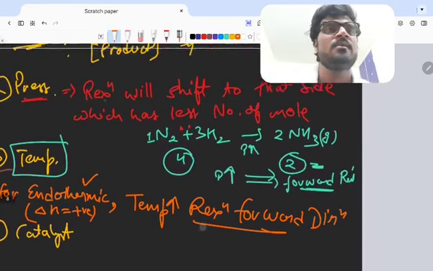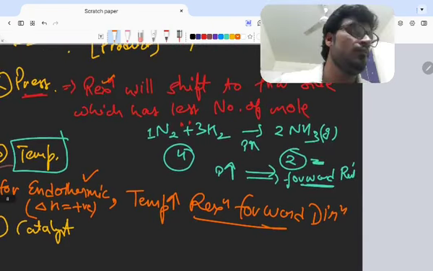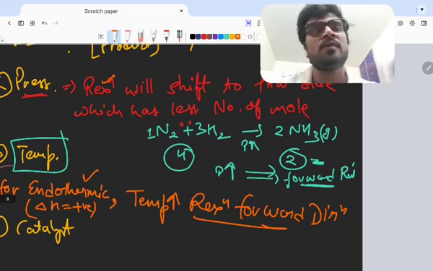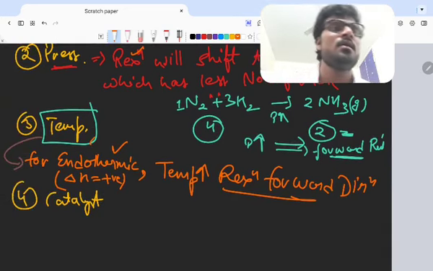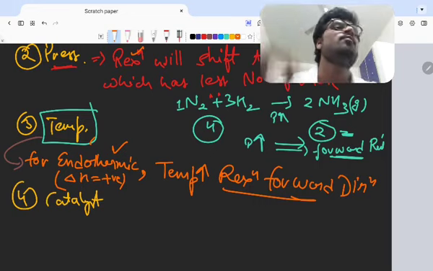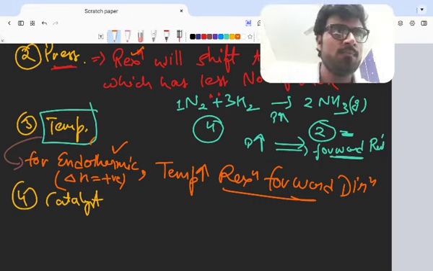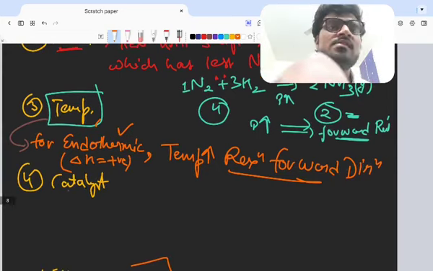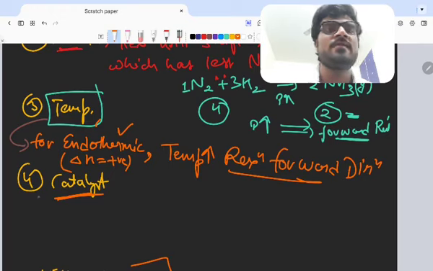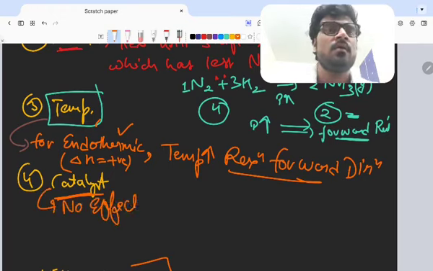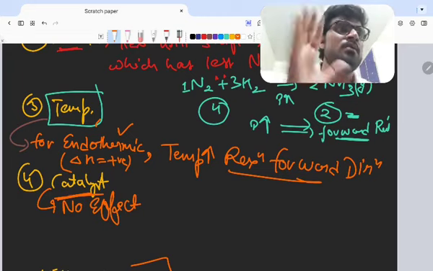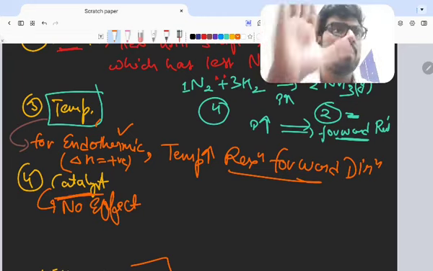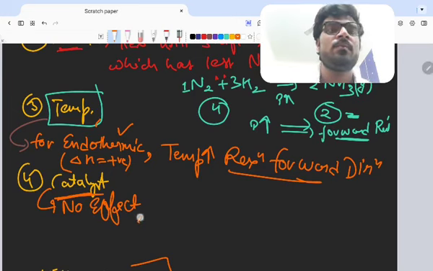This point and the pressure point, that where the number of moles of gases is less, the reaction will move to that side. And for the temperature change, whenever we increase the temperature, if the reaction is endothermic, the reaction will move in the forward direction. Okay, you have to imagine this. How is this happening? We'll see later. The next point is catalyst, no effect. Just remember, catalysts do not play any role in changing the value of K or rate.